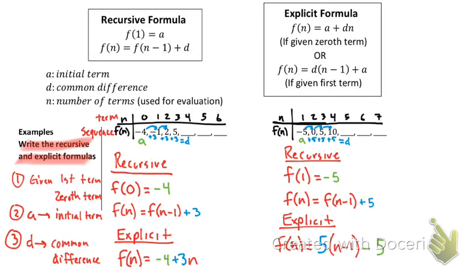All right, and this is how you write recursive and explicit rules for arithmetic sequences. Very, very important that we have a full understanding of, do I have a 0th term like in this example, or do I have a first term in this example?